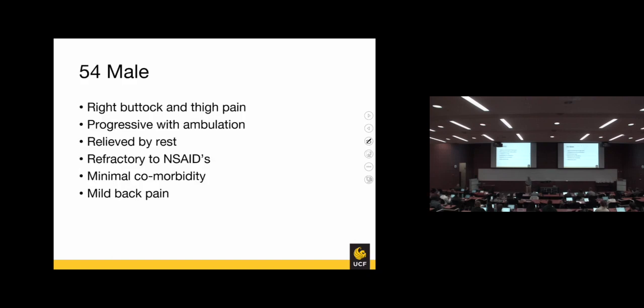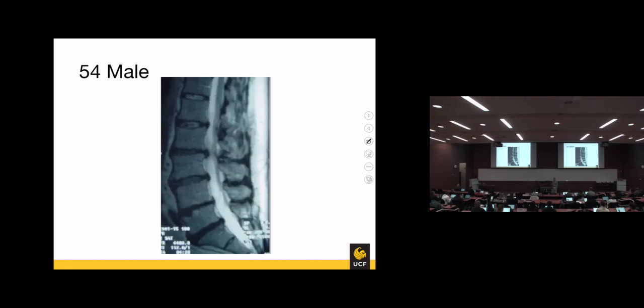Here's a 54-year-old male, right buttock and thigh pain. Progressive with his ambulation. It's relieved by rest. It's not responding to anti-inflammatories. He has minimal comorbidity, and he has some mild back pain. What do you all see?